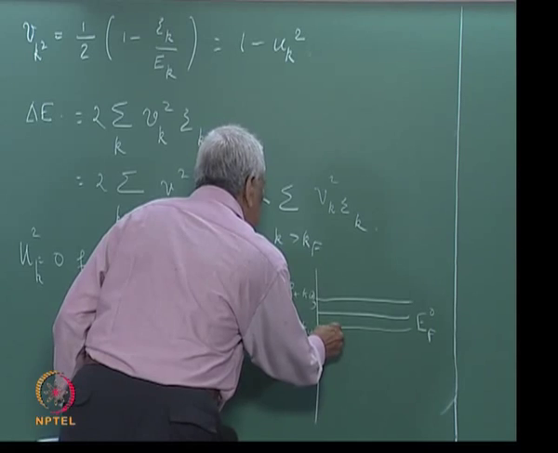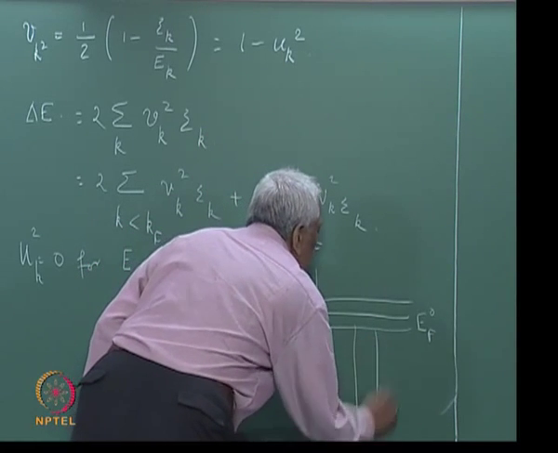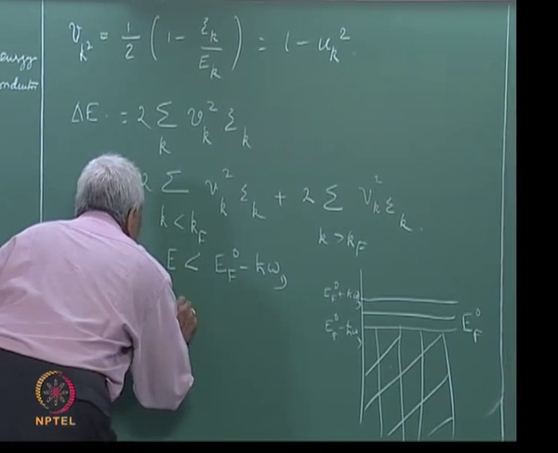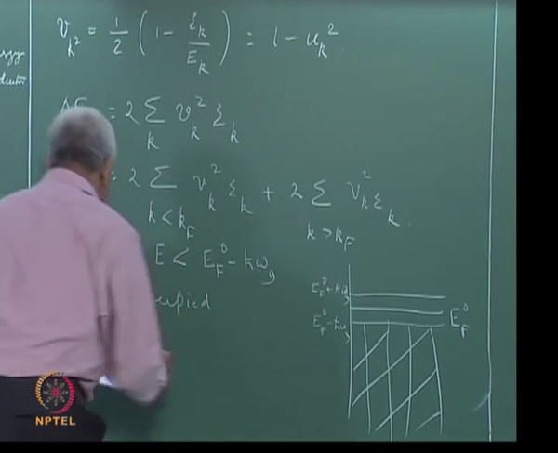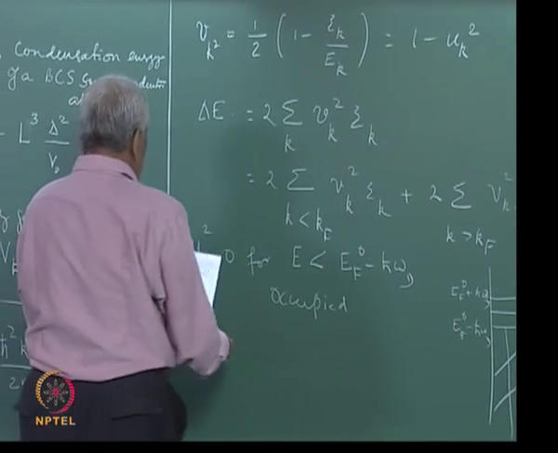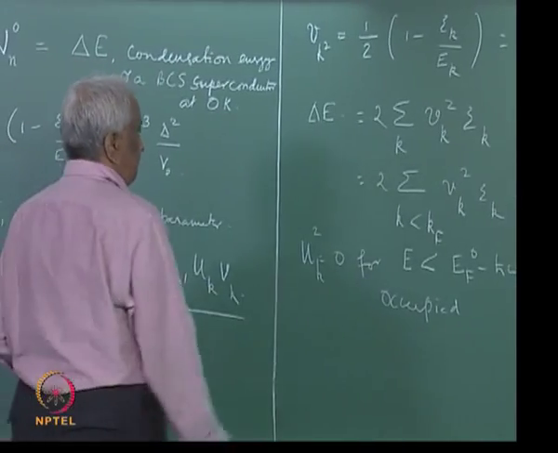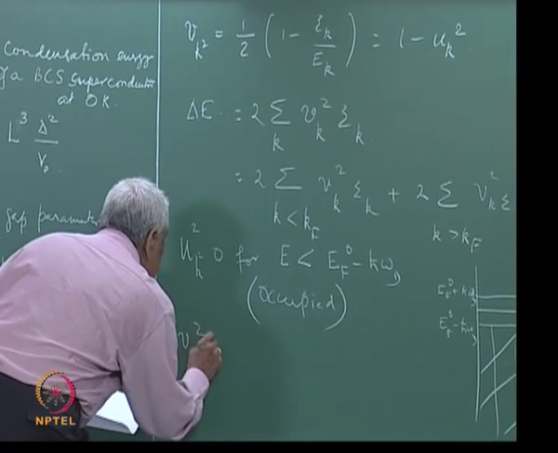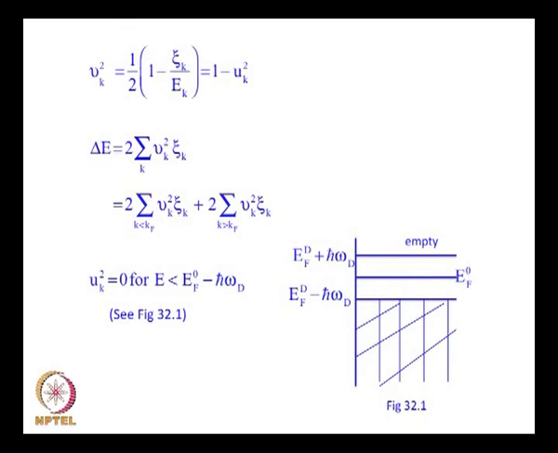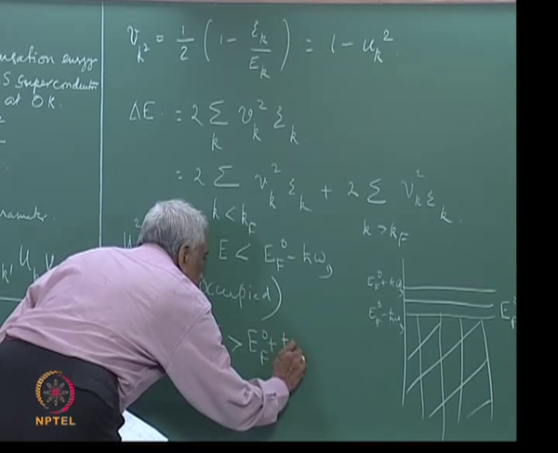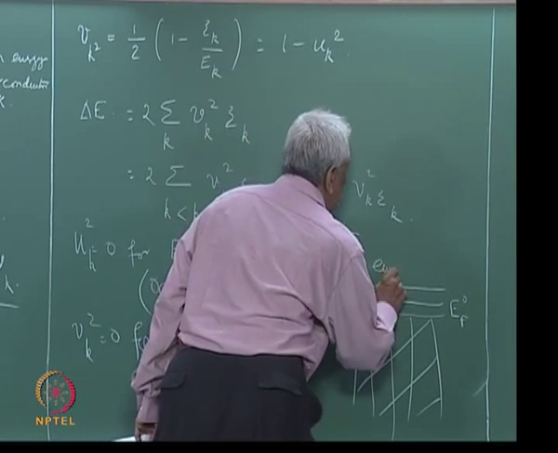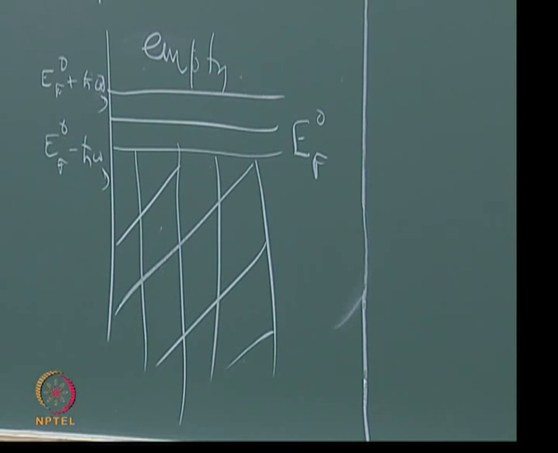Now, for states below this, all states are occupied. So, they are all occupied states. Therefore, U_k square is 0, V_k square is 1, and V_k square is 0 for E greater than E_F0 plus h cross omega_D. That is, these states are all empty states. So, V_k square is 0 for them.